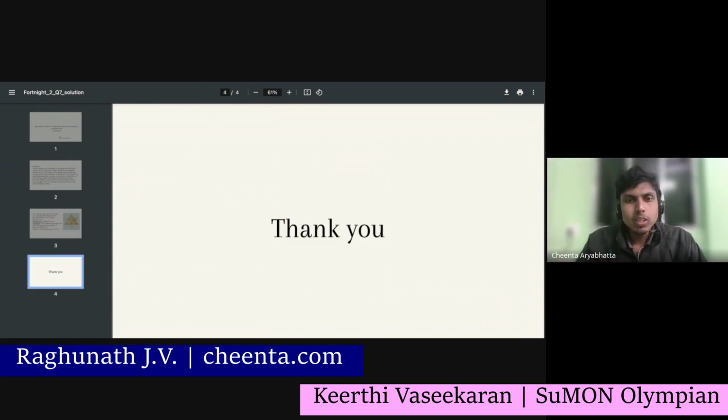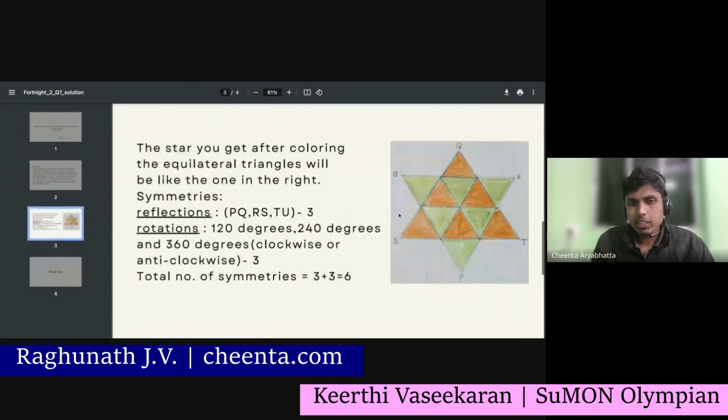Okay, so basically you are telling that the orange triangle and green triangle both will have 120 degree rotation. So you can rotate the entire diagram by 120 degrees 3 times. Yes. And you will get the total 3 symmetries due to rotation. And due to reflection, you have 3 axes of symmetry leading to 3 more symmetries. So total 6. That makes sense.